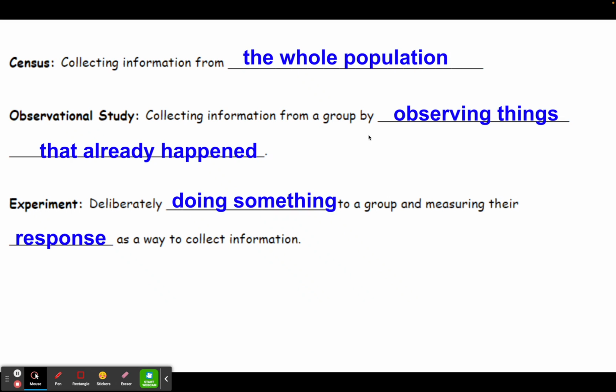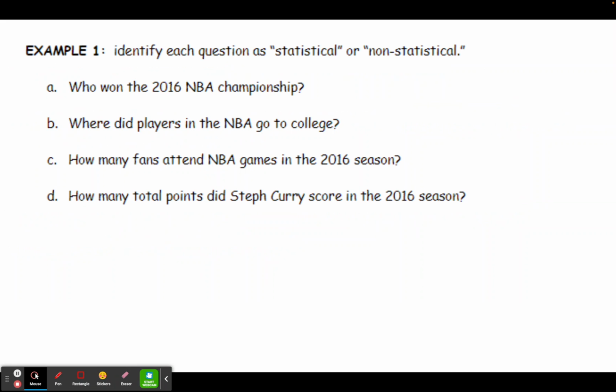An experiment happens when we deliberately do something to a group and measure their response as a way to collect information. And we'll talk about experiments toward the end of the chapter. We're going to work a little bit more on observational studies and surveys toward the beginning of this chapter, but both are good ways to collect information.